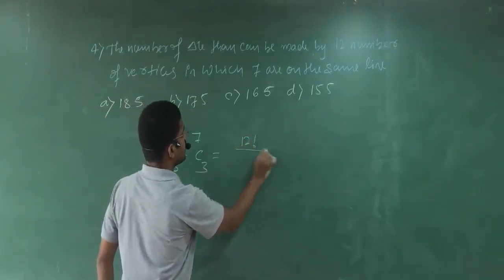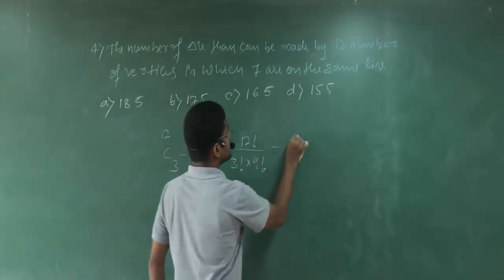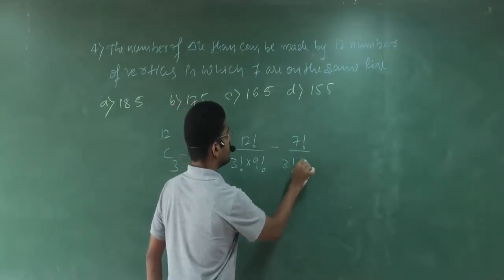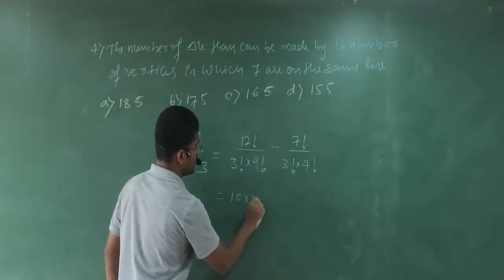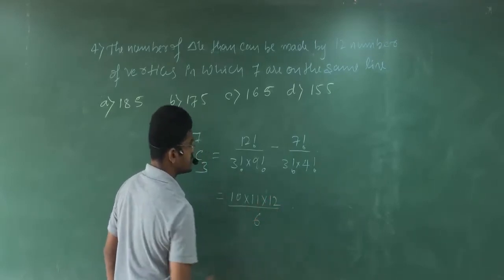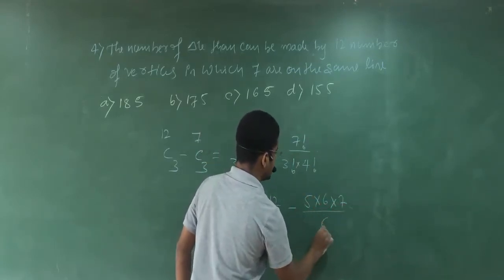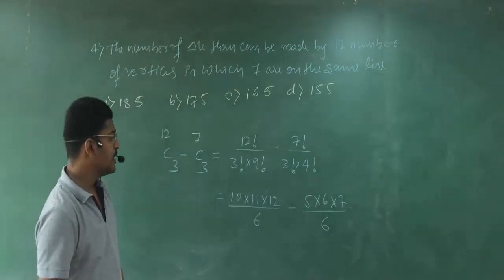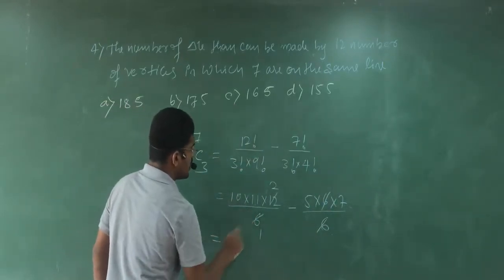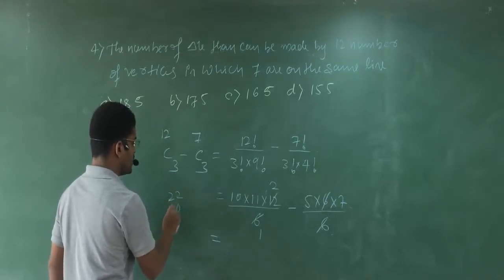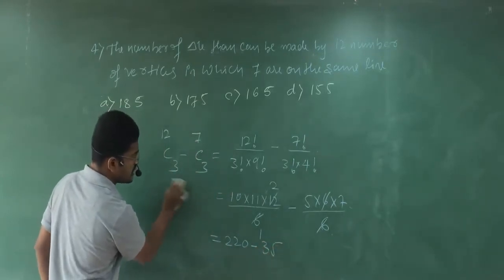So 12C3 minus 7C3 will be your answer. Therefore, 12 factorial divided by 3 factorial into 9 factorial. Clear? Minus 7 factorial divided by 3 factorial into 4 factorial. Clear? Cancel 9 factorial and 9 factorial. 10 into 11 into 12 divided by 3 factorial, which is 6, minus 4 factorial cancelled, 5 into 6 into 7 divided by 3 factorial, that is 6. Clear? So 6 into 1, 6 into 2, 6 cancelled. Therefore 10 into 11, 22 into 10, that is 220 minus 35.